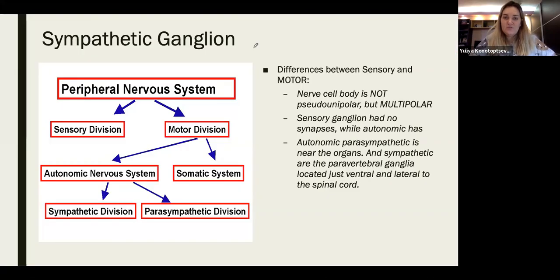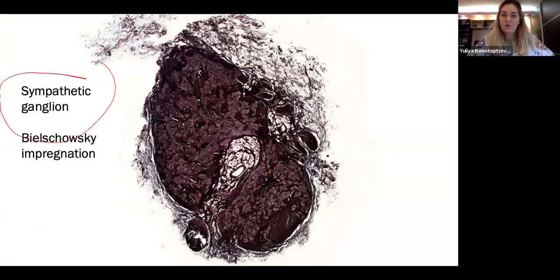Okay, speaking of sympathetic ganglion, what are the major differences? We can see them here. The neuron is going to be multipolar, not pseudo-unipolar. Sensory has no synapses. The sympathetic and parasympathetic have synapses. Sympathetic are in the prevertebral and paravertebral ganglia and lateral horn. The parasympathetic are next to the organs. So we have a sympathetic ganglion, and if I'm correct, this is the paravertebral ganglion.